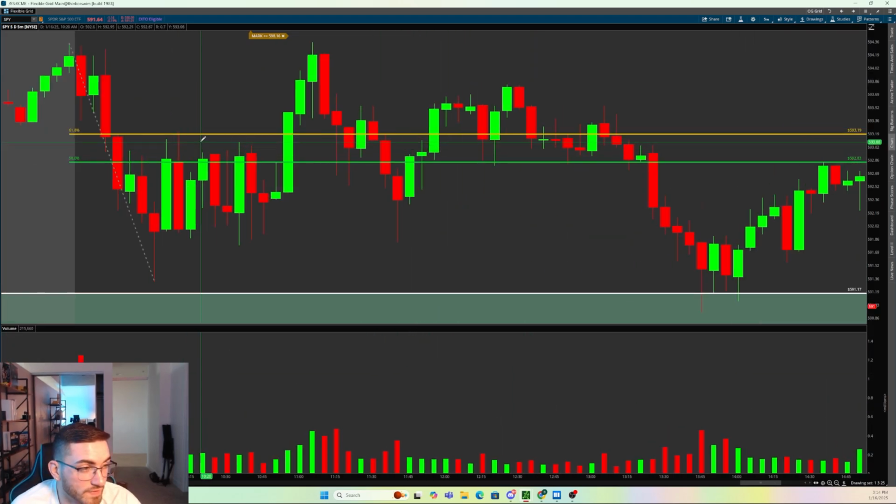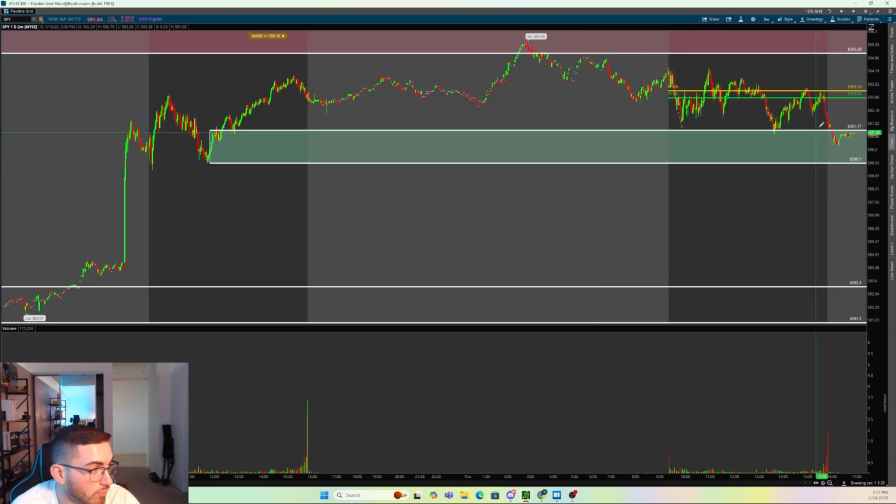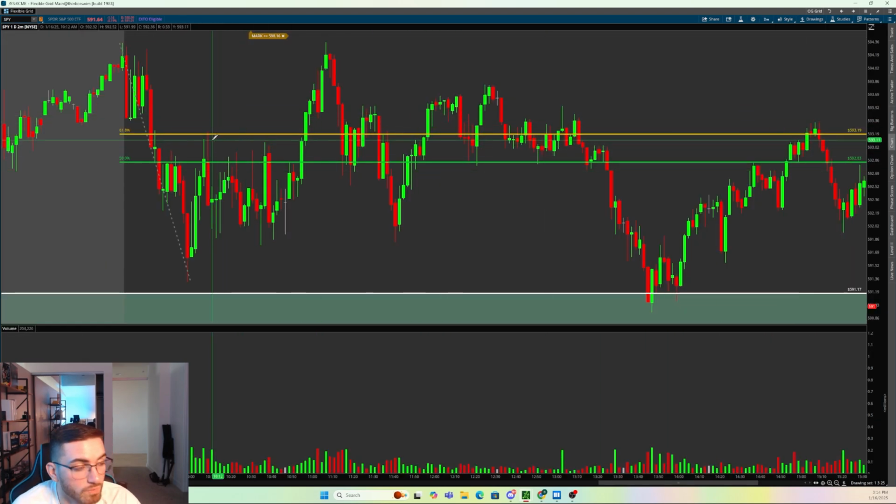get long, stop loss right below that low. Or the puts that I ended up taking earlier, we started to reject off of this 61.8% retracement right here. Therefore, I got short, stop loss right above this high. We're always just looking for confirmation in the price action at the key levels. If we get the confirmation, we take the trade. If we don't get the confirmation, we don't take the trade.